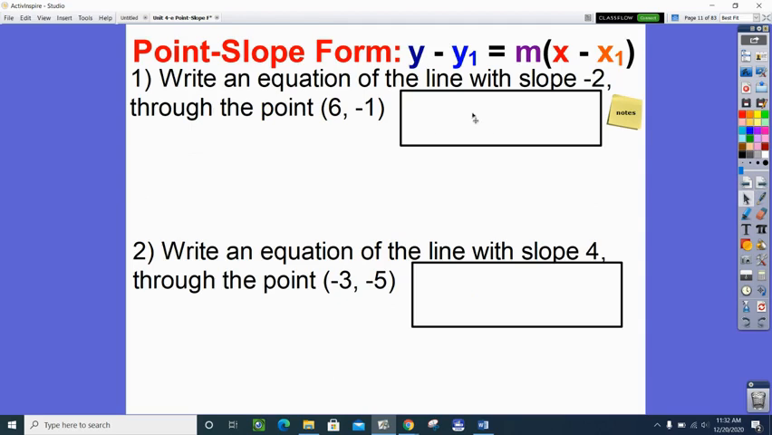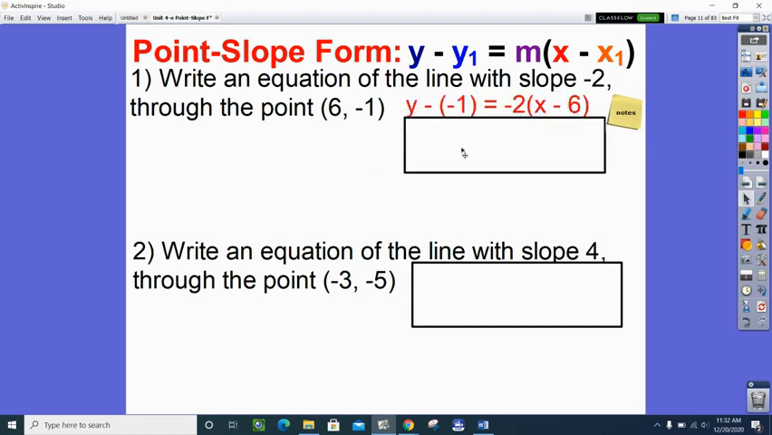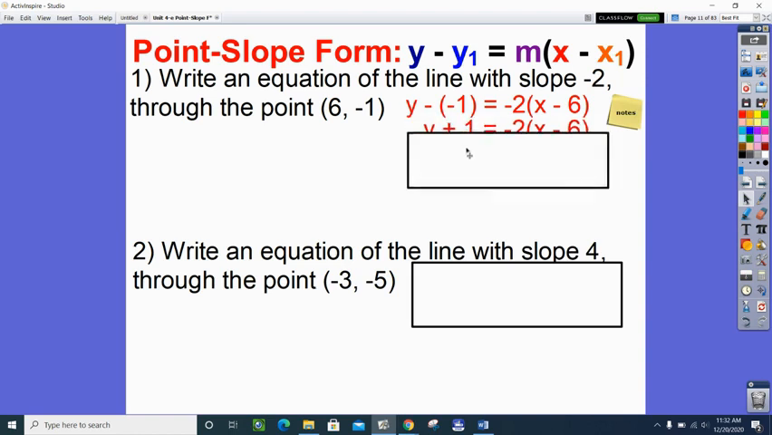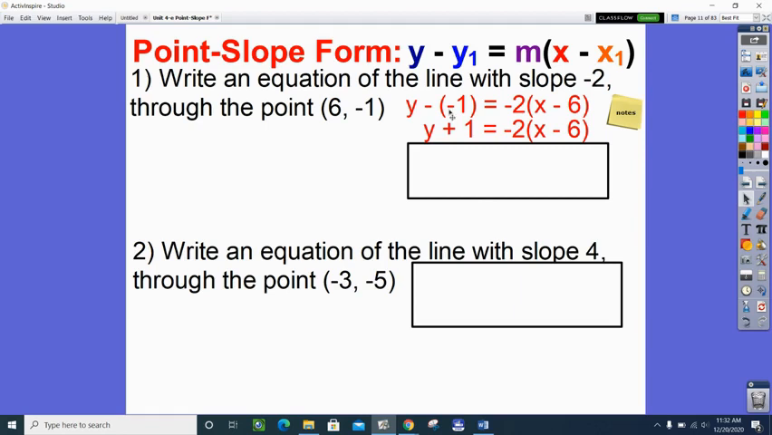So we are going to write an equation of the line with a slope of -2 through this point. Go ahead and try it yourself. So when we do that, this is kind of what it looks like. Y minus the y coordinate equals the slope times x minus the x coordinate. Now this is a little sloppy here. We would not leave minus a negative. That would become a plus. So this would be the appropriate point slope form for this problem.